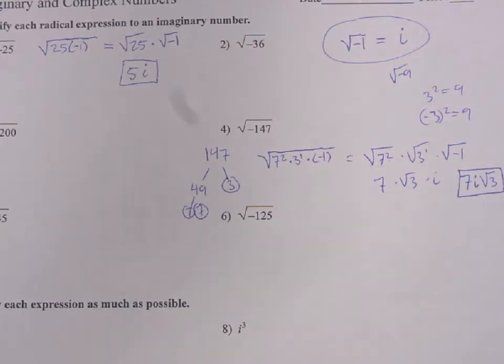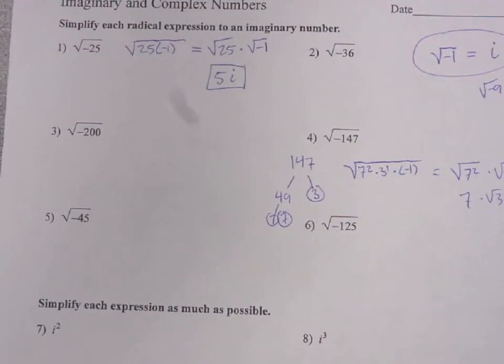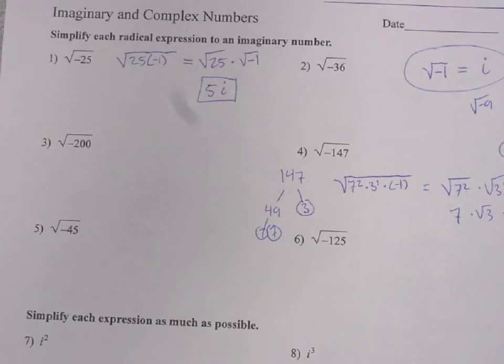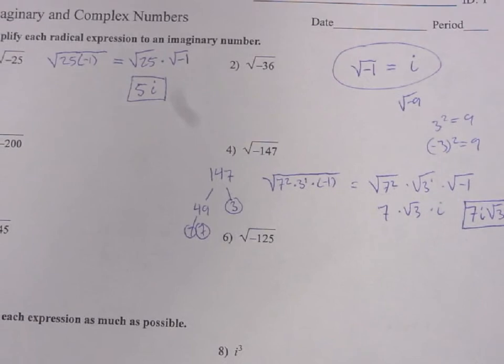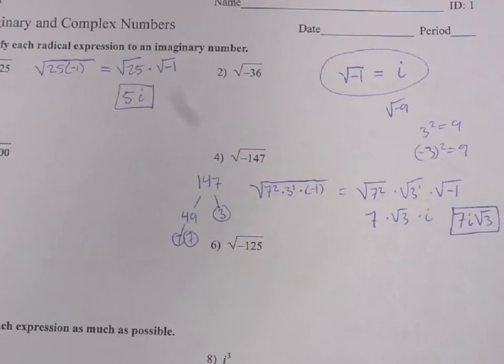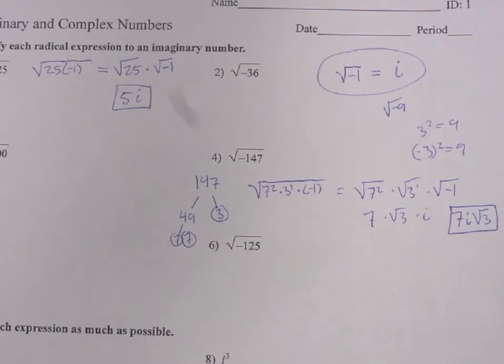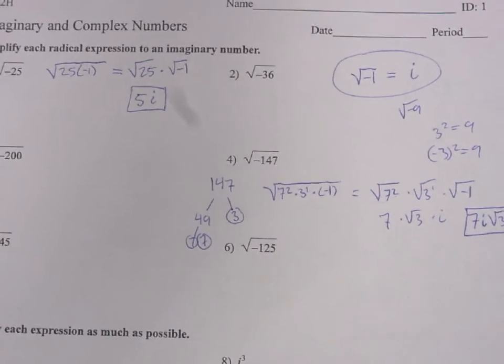Okay, so that's the answer there. These are basically just simplifying radicals. We've already done that. We know how to do that. We just have to add that extra idea of if it's a negative number that we're taking the square root of, we're not going to get a real number. We're going to get something kind of funky, and so we use i, the imaginary unit, to help us out there.